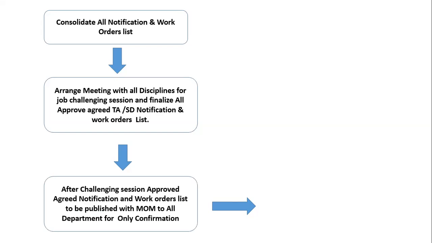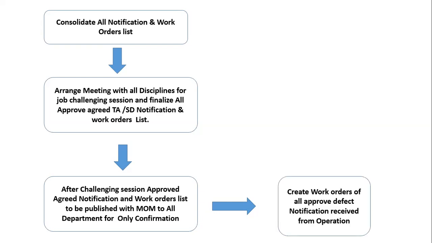Okay, so this meeting is very, very important, and you have to pen down all your minutes of meetings and make them part of this planning shutdown documentation. Okay, and then create work orders of all approved effects notification received from operations. On Primavera 6 you can also do this.